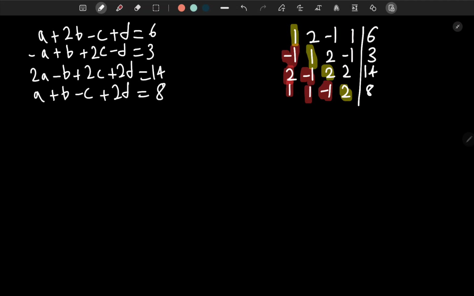So let's just take the first row for example. The coefficient of A is 1, so we just write 1 here. Coefficient of B is 2 here. Coefficient of C is -1, so it's -1 over here, and coefficient of D is 1. And then there's a vertical line, and then 6 here. So that is the same for the others below it.